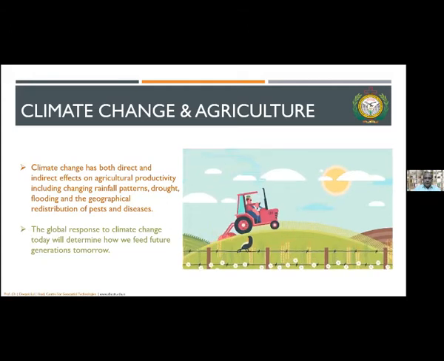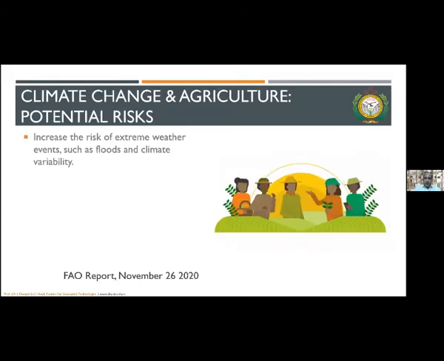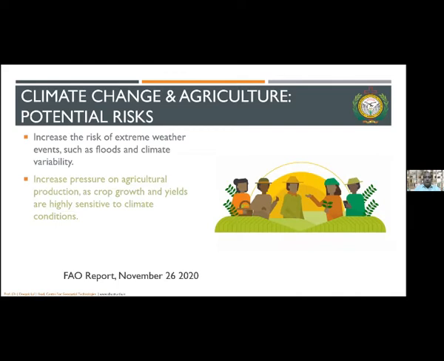So all these challenges are there, and I would also like to show you some briefs out of the FAO report. FAO is the Food and Agriculture Organization of the UN. That's the premier organization which lays the guidelines of food and agriculture all over the world. So this increase in risk of extreme weather that we have been talking about, like changing rainfall patterns, floods, droughts, this is a problem. Okay, this increases pressure on agriculture production as crop growth and yield are highly sensitive to climate conditions. We all know that.